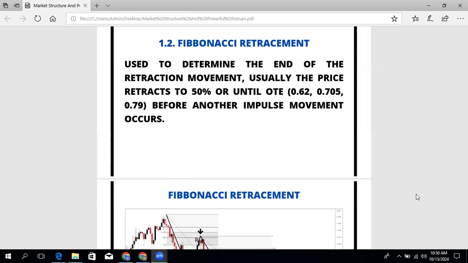So long as you understand the trend of the market, the direction of the market, and what's required for you to enter a trade. There are a few factors that you need to know. For example, let's start by introducing Fibonacci retracement.